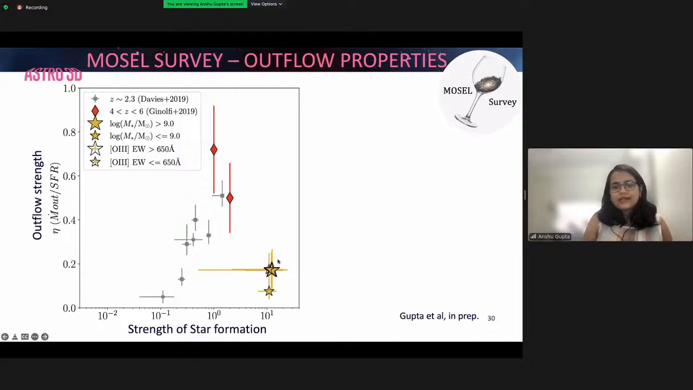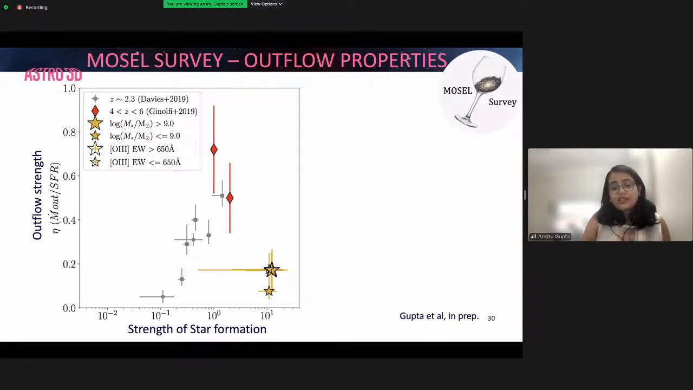Now the golden stars is our sample. This is typical outflow strength for redshift 2 or redshift 6 galaxy as a function of star formation strength. If you have higher star formation, typically, we assume that you should have stronger outflows. But our sample, which are these low stellar mass galaxies, which we thought should have really strong outflows, on the contrary, they have really, really weak outflow signature.